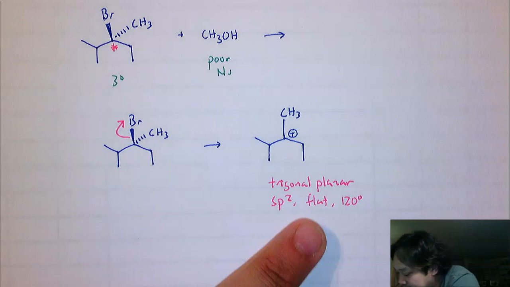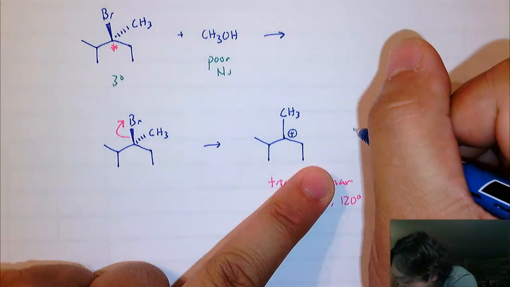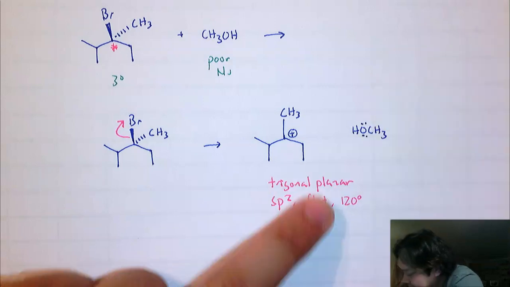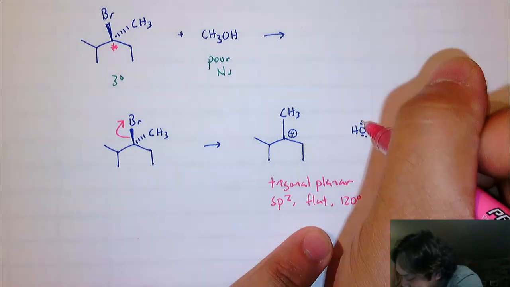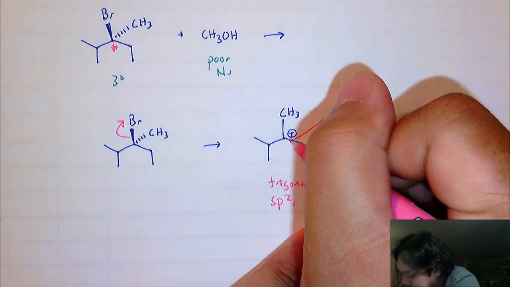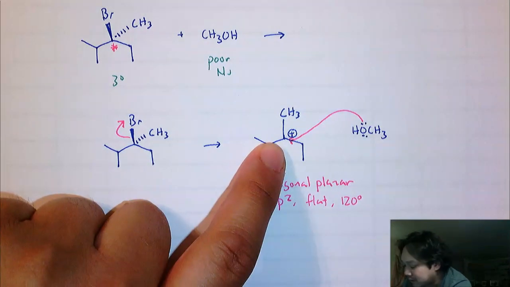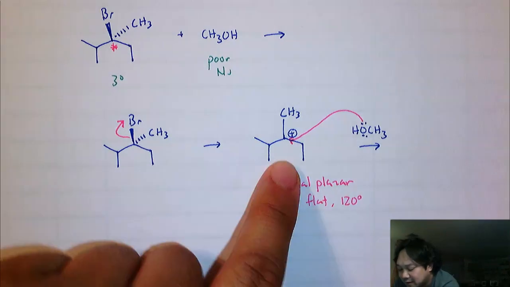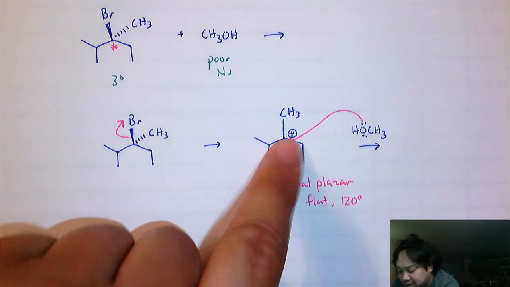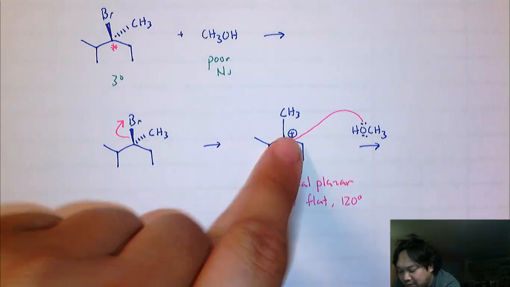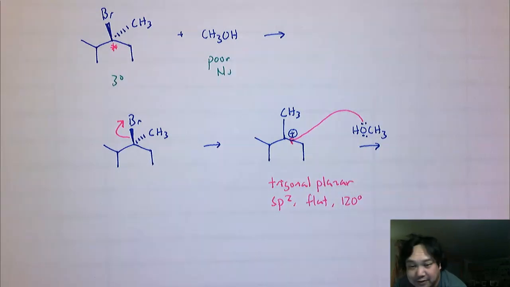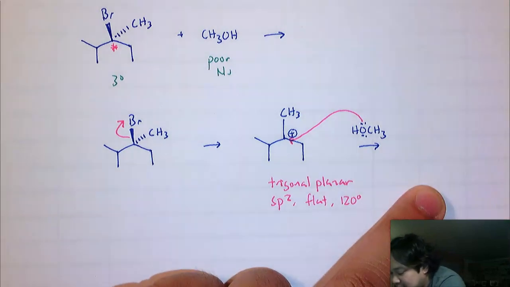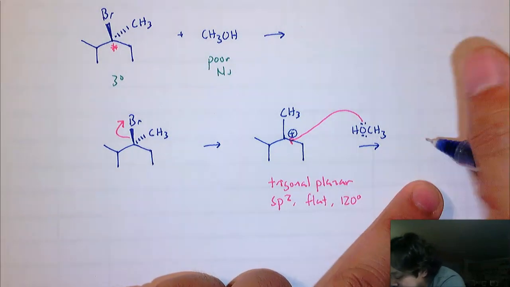So we can continue the mechanism. Let's draw this methanol. I'll draw it backwards because I want the lone pair to be closer to the carbon. Okay. Try to make it clear for your grader. But the thing is, this methanol can come from the front of the paper or behind the paper, which is underneath the table. And we get a mixture. How do you want to draw that mixture? You could draw it like this.